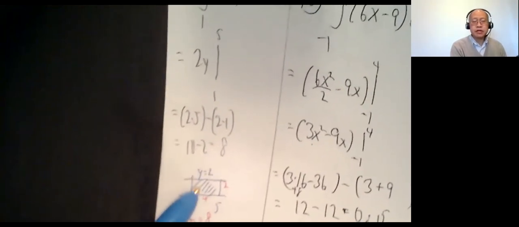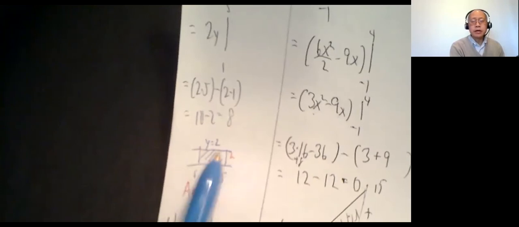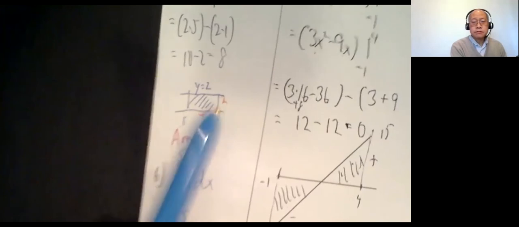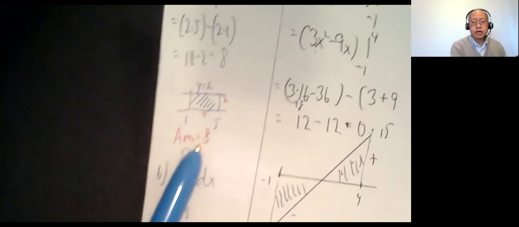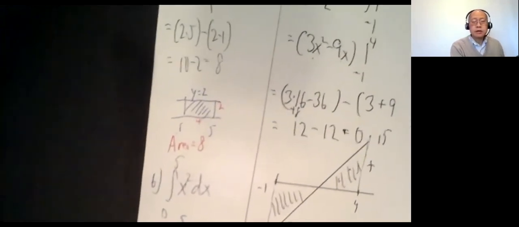What does that mean on the picture? For the function f of x is 2, that's a constant function. And if I go from 1 to 5, the area is 8. Is that true? Looks like a rectangle. Y equals 2, so the height is 2. How far is it from 1 to 5? 4. 4 times 2 is 8. It works. Okay, so we can verify that for nice shapes like rectangles and triangles, but it even works for curved objects.